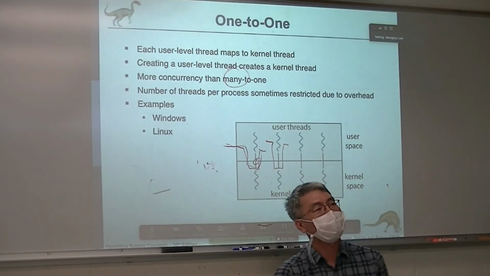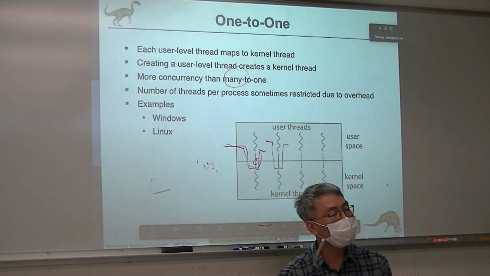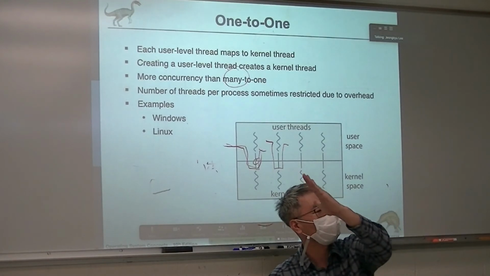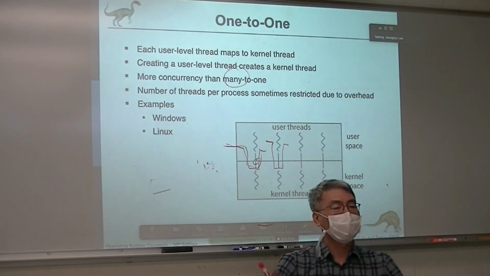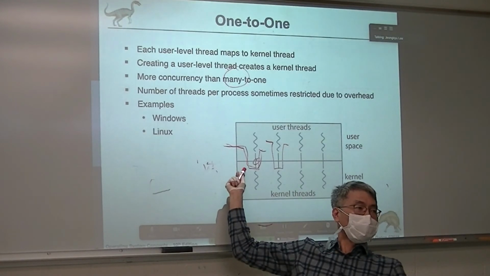For example, Windows uses this mechanism, and Linux. That's the reason sometimes when you run multi-thread programming, it doesn't look like the scalability increases linearly when they are using one-to-one. Okay?